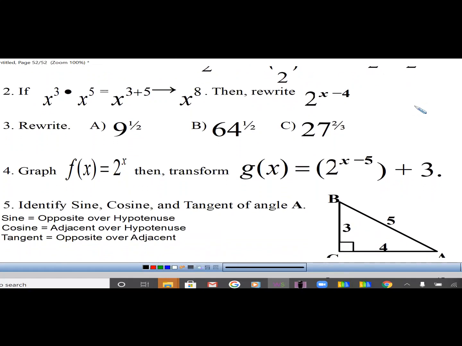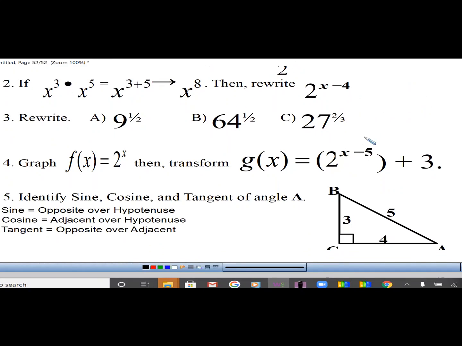Number two reads, if x to the third times x to the fifth is x to the 3 plus 5, which is x to the 8th, then rewrite 2 to the x minus 4 power. Number three, rewrite part A is 9 to the 1/2 power, B is 64 to the 1/2 power, and C is 27 to the 2/3 power.